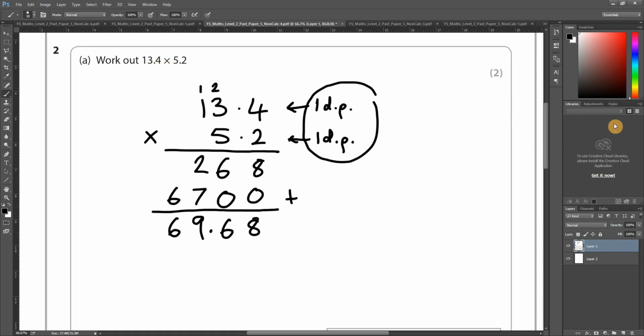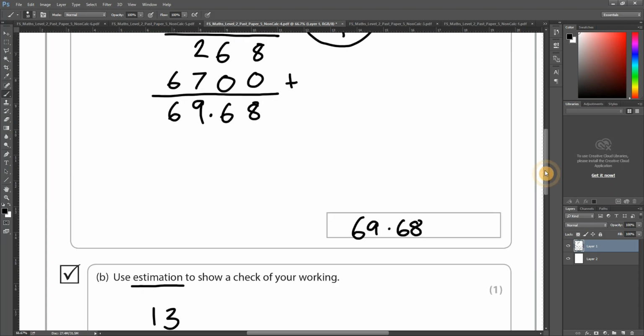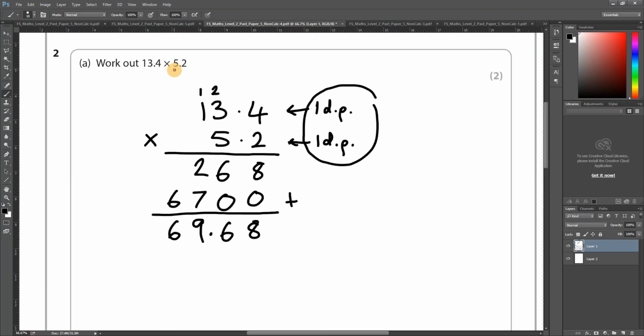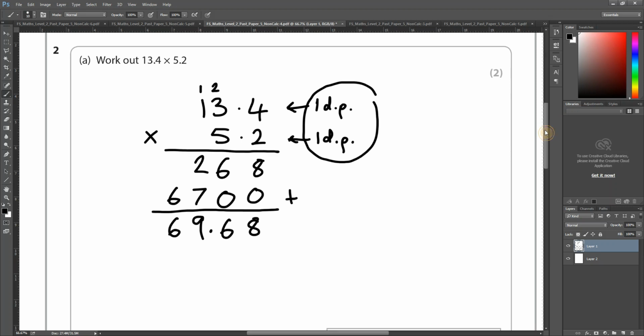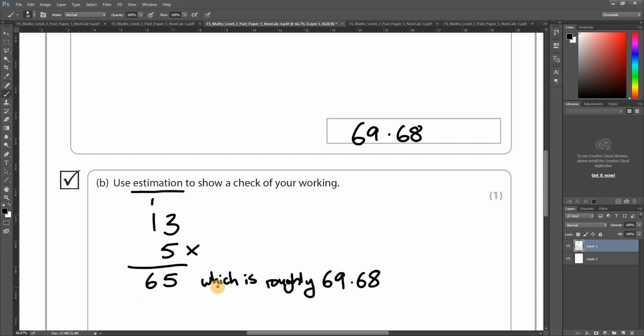So let's call it 13 for the first number. And let's call 5.2, let's call that 5. So 13 times 5, let's do that instead. So that's going to be 15, carry the 1, and that's going to be a 6. Yep, which is roughly 69.68. So there's your check done.